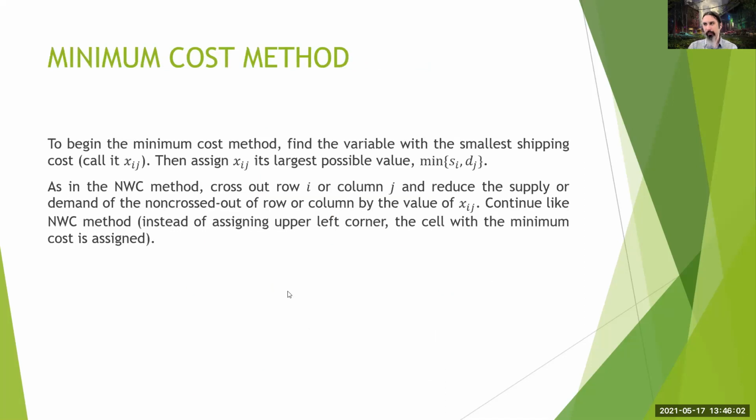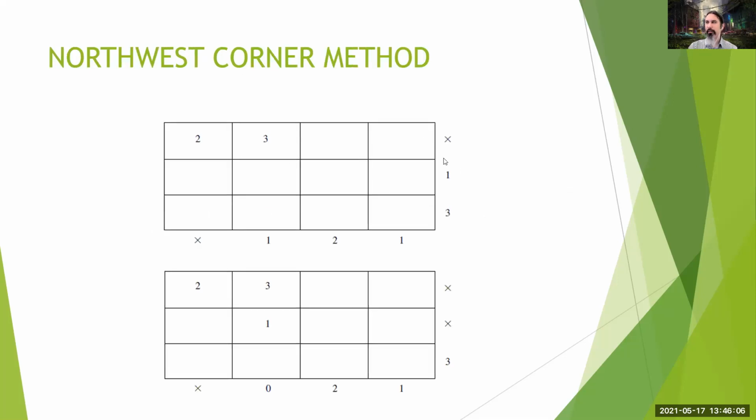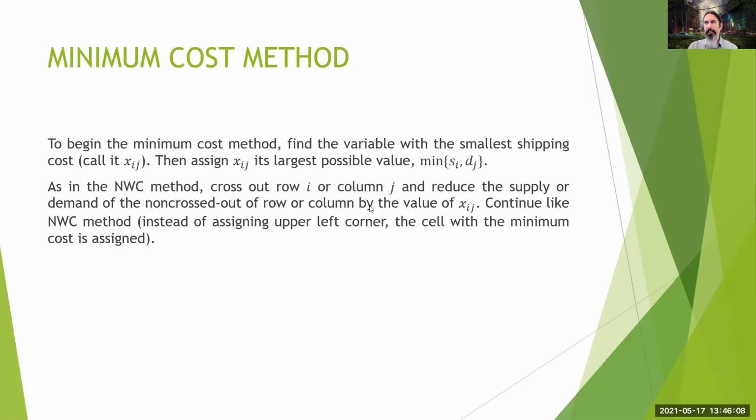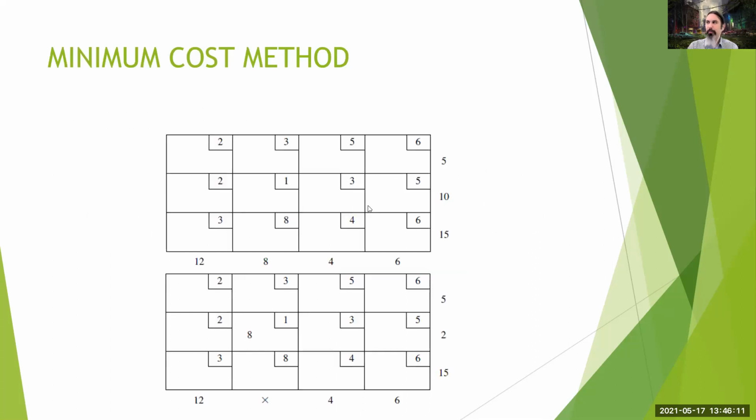What about the minimum cost? Well, with minimum cost, now you need to see the costs. The supply and demand values are not enough. Now you need to see the cost as well, because with minimum cost, you just go and find the least cost possible in the table and add the most possible value to it. So in here, 1 is the least cost. The minimum cost is 1.